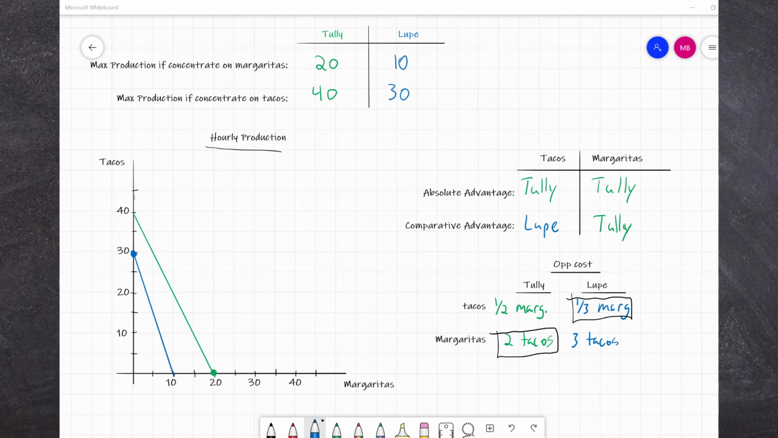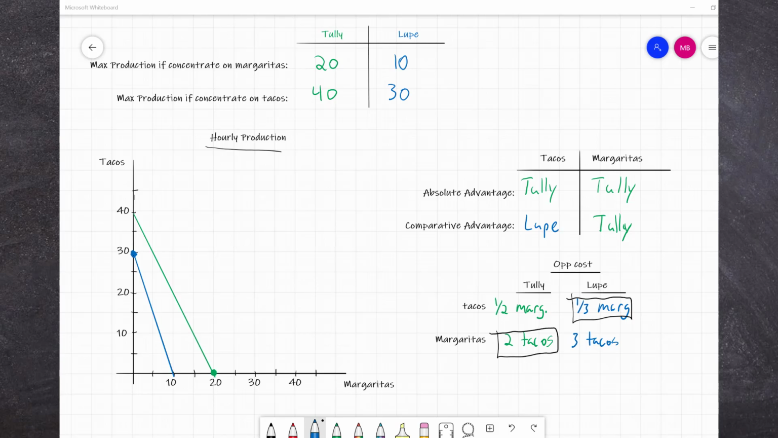The other way to express these terms of trade is in terms of margaritas per taco. The minimum Tully would accept for one of his margaritas is 2 tacos, because that's his opportunity cost of producing a margarita. If he got any less than 2 tacos for each one of the margaritas he traded away, he might as well just start making tacos himself.